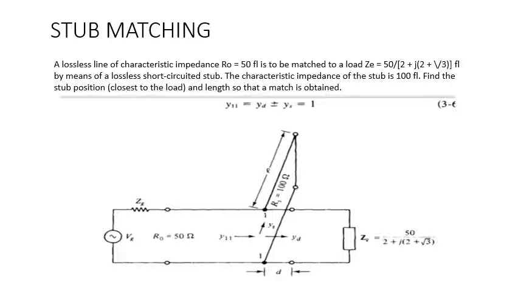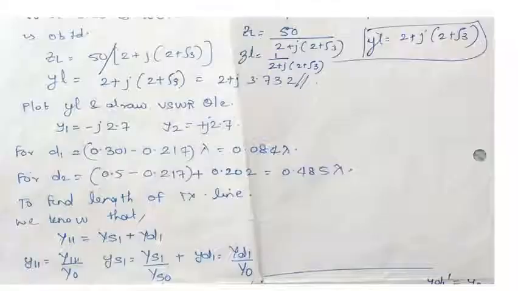We always start the problem by saying Y11 = YD plus or minus YS = 1. Why do we write that? If you remember, we always take it at this point. This is your Y11. At this point, your YD and the position of the stub both have to be equal to 1, so that the imaginary component gets cancelled and the real part is equal to 1. That's why you get a matching. So how are we going to find out? That procedure is written. I have solved the problem for you all.